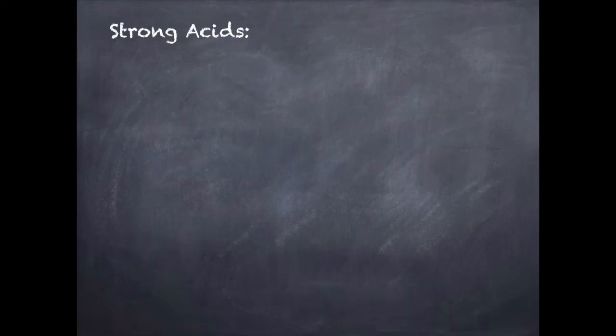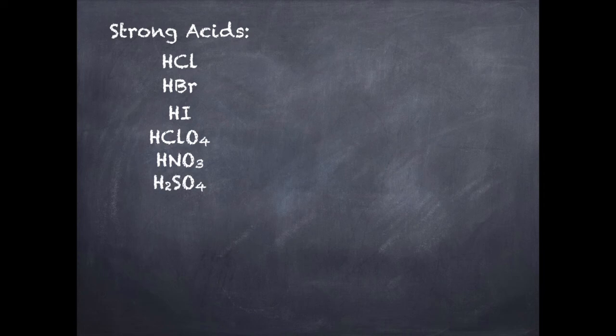The next thing we need to be able to do is identify strong versus weak acids and strong versus weak bases, and you'll see why in just a second. So your strong acids, these you're going to have to memorize, so you can create some sort of mnemonic to memorize them, but here they are. They're HCl, hydrochloric acid, hydrobromic acid, hydroiodic acid. So that ClO4 is perchlorate, so that would be perchloric acid, nitric acid, sulfuric acid, and that's it. So those are those 6.